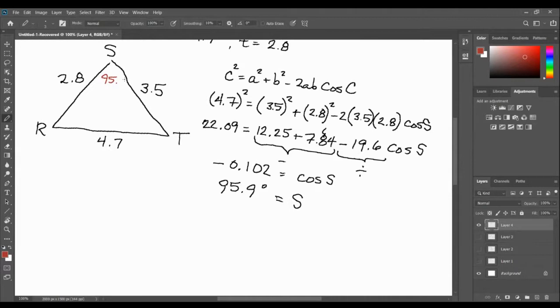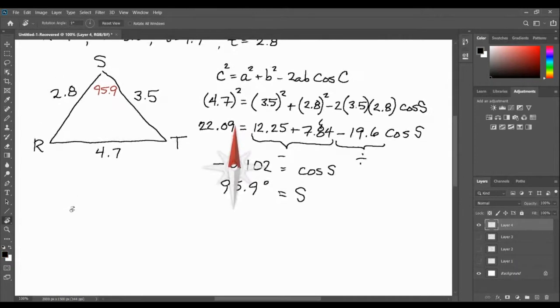Arc cosine is valid in the first and second quadrants. And so we're not going to have that ambiguous case where we have to look at the supplement. Arc cosine will always give us the answer we wanted, which is nice.